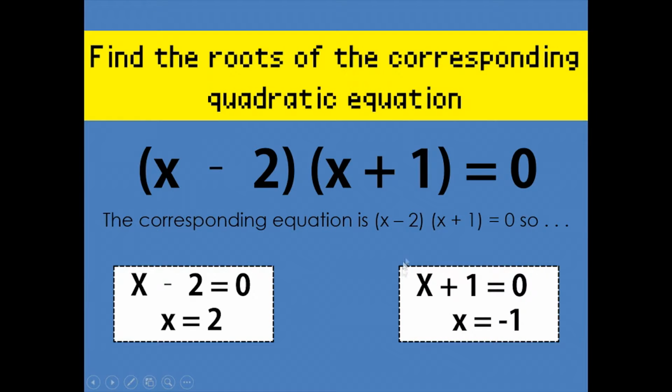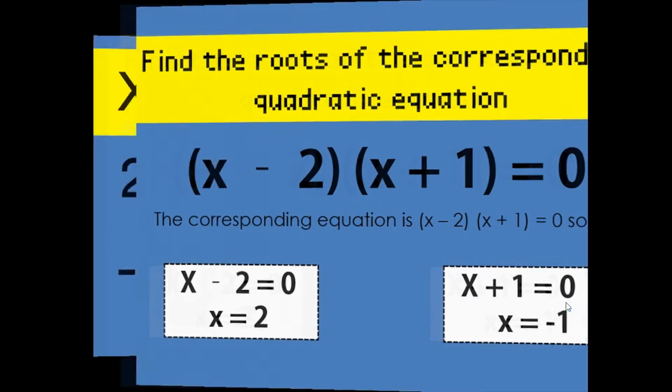Next we have x plus 1 equals 0. Now we need to get rid of this so that the only thing remaining here will be x. So minus 1 and minus 1, hence we have x equals negative 1.